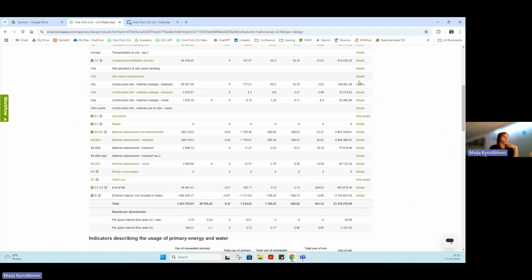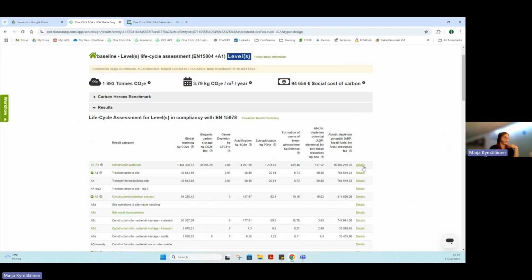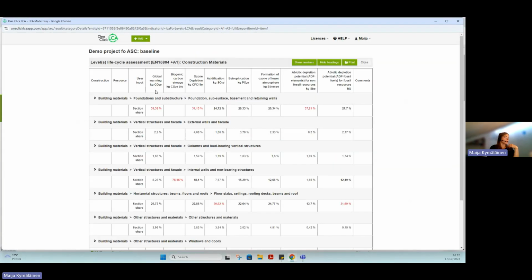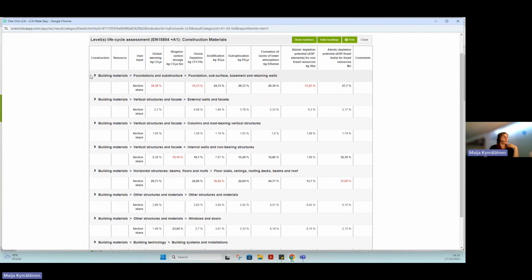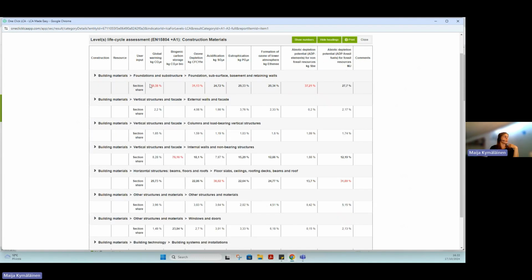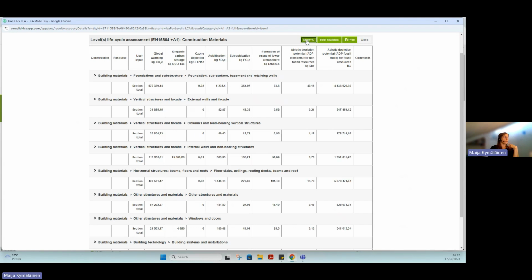From the details, you can also click and see what's there. Here you can get a more detailed description of, for example, the building materials. You can click it open, and it shows you all the materials in the A1 to A3 stage, your own input and their impacts, and also any comments. They will show here. You can view them as percentages, or you can view them as numbers.